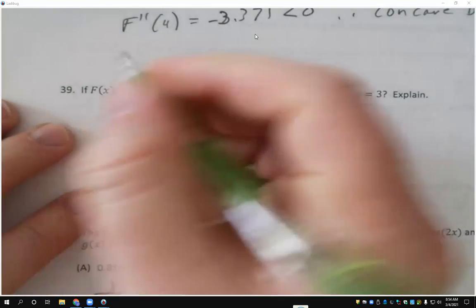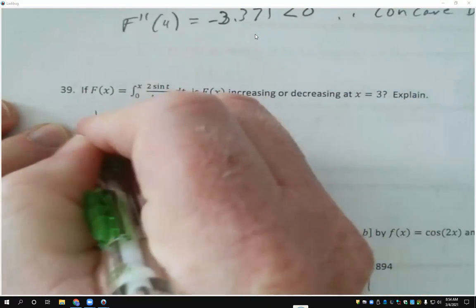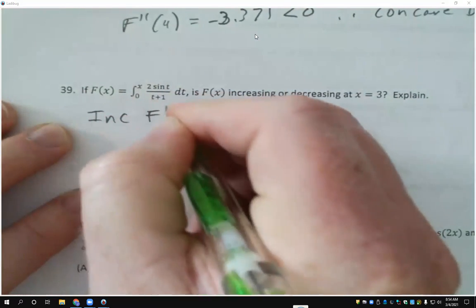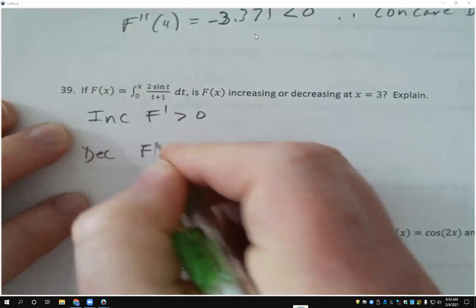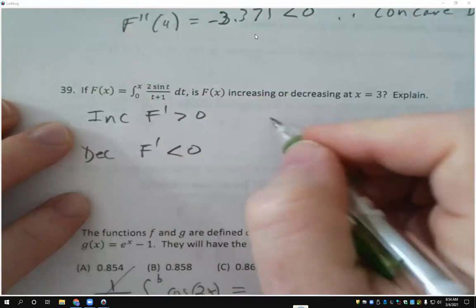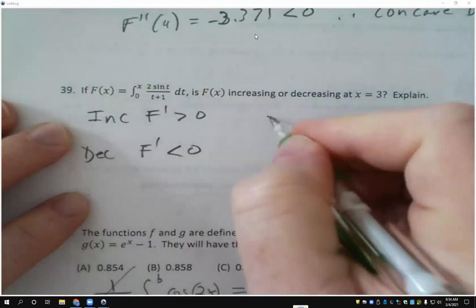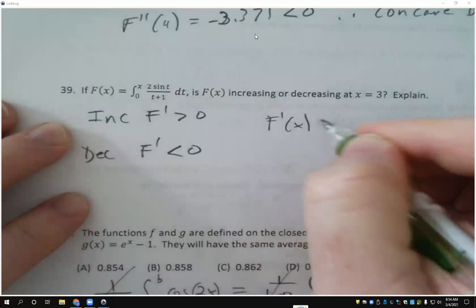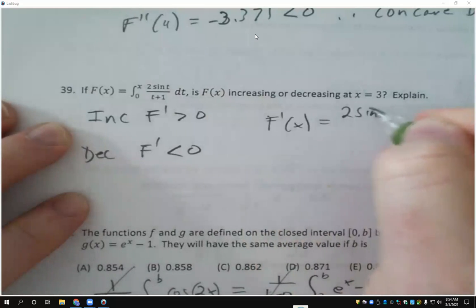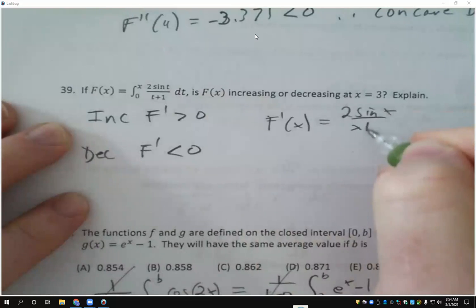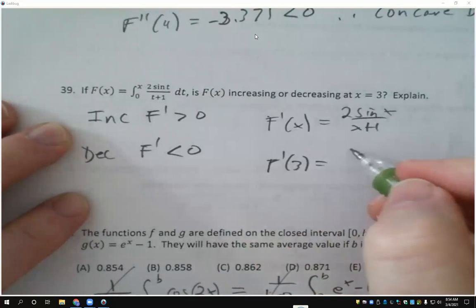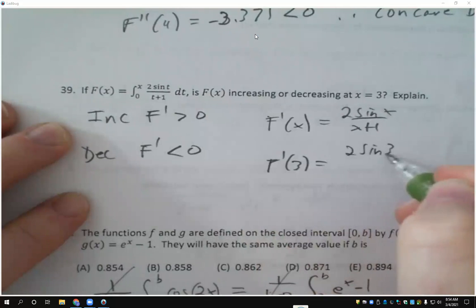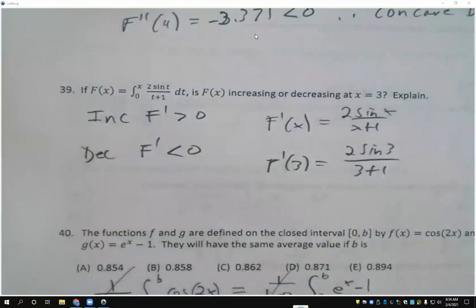Okay, I'm going to write this down. You wouldn't write this on your test, but increasing when F prime is greater than 0, decreasing when F prime is less than 0. So I'm going to find F prime of 3. F prime of x is 2 sine x over x plus 1. F prime of 3 is, plug a 3 in, 2 sine 3 over 3 plus 1.